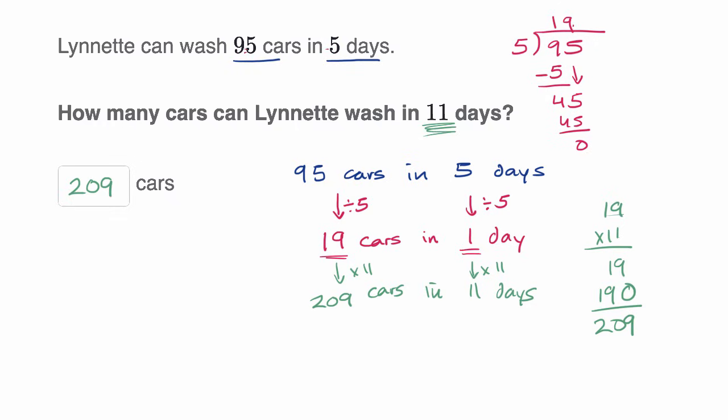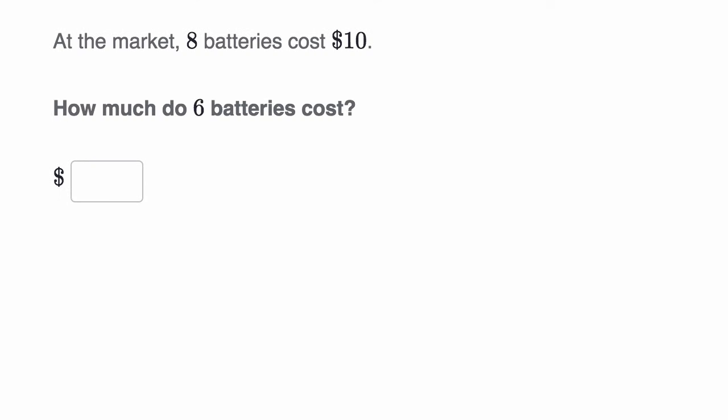Let's do another example. Here we are told at the market, 8 batteries cost $10. How much do 6 batteries cost? Once again, pause this video and try to figure it out. Well, I'm going to do the same technique. If 8 batteries cost $10, let's figure out how much 1 battery costs. So 1 battery costs what? Figure that out. Well, it's going to be 1/8. If to go from 8 to 1, I divide by 8. So what happens when I divide 10 by 8? That's going to be my per battery cost.